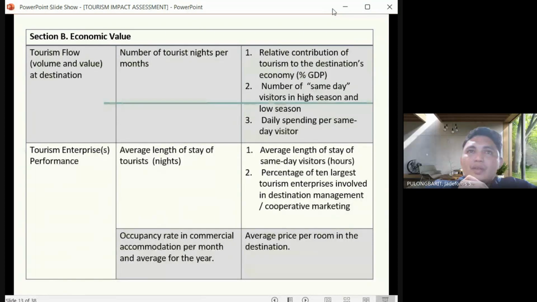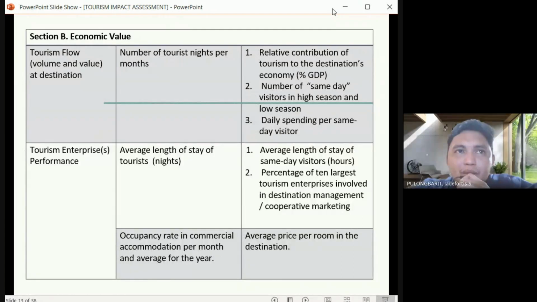Okay, per night. So another one, relative contribution of tourism to the destination economy. Number two, same-day visitors, checked in high season and low season. And three, daily spending per same-day visitor. So they also check the expenditure of excursionists, that is, same-day visitors or excursionists.